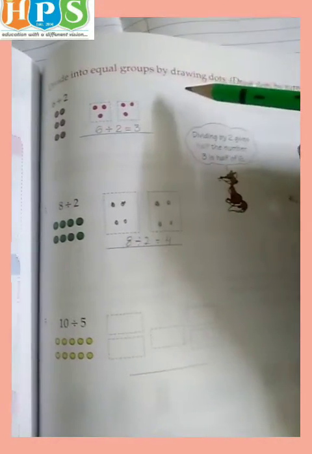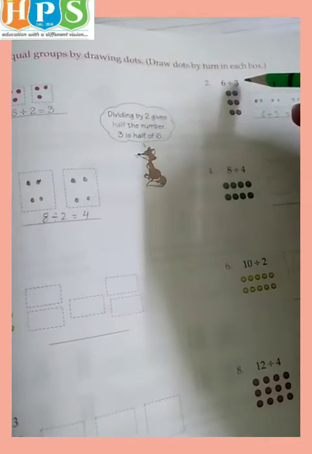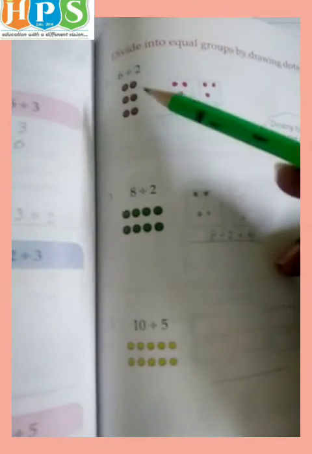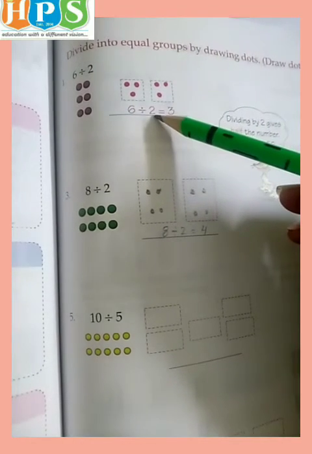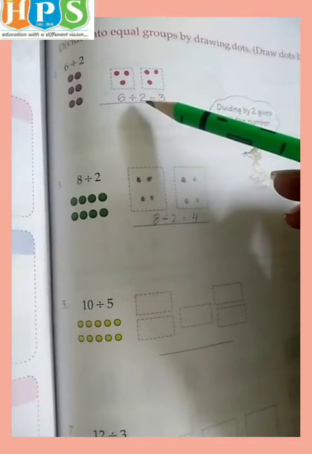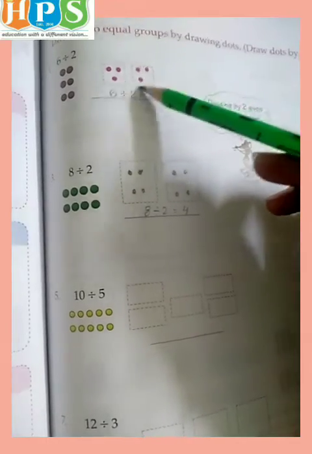Divide into equal groups by drawing dots. Draw dots by turn in each box. 6 divide 2. How many dots? 6 dots. 2 1s are 2, 2 2s are 4, 2 3s are 6. It means 3 dots and 3 dots.